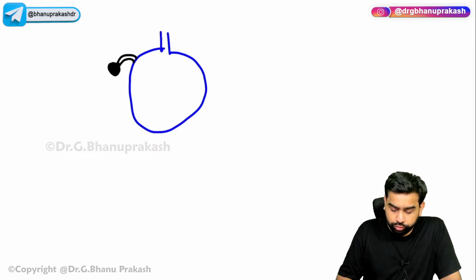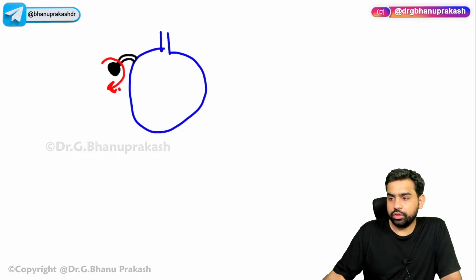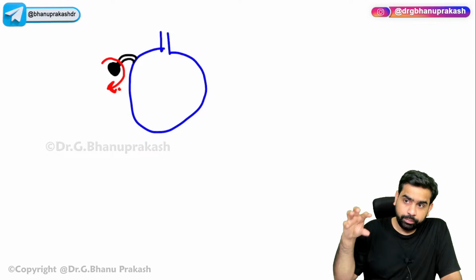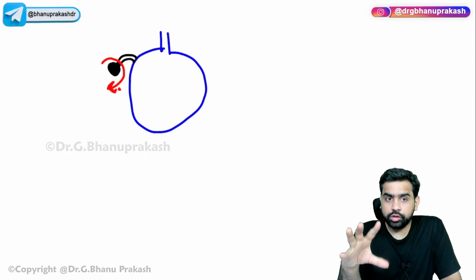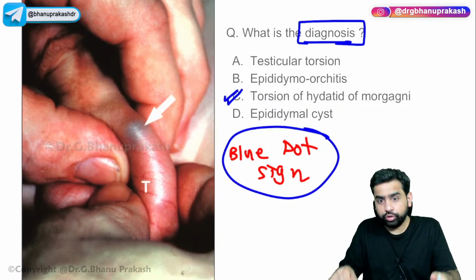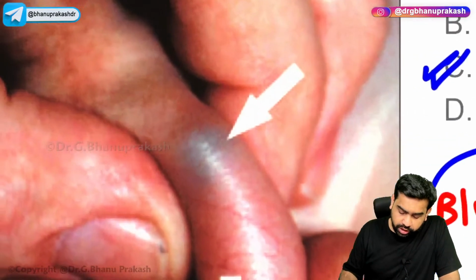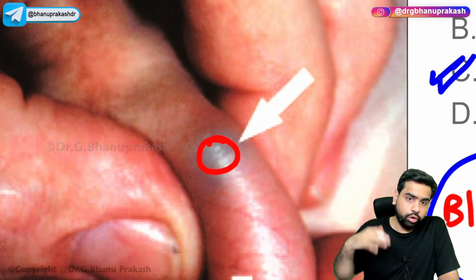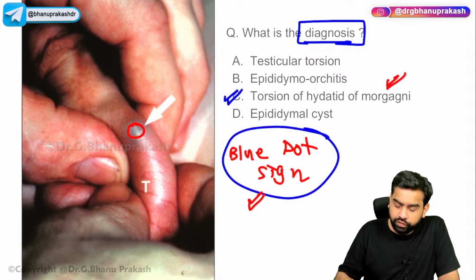Now, for some reason, this appendix of the testes can rotate on its own axis. If it does, the blood supply to this appendage is going to go down, and it is going to become necrotic. When you stretch the skin, it appears like a blue dot. Are you able to appreciate this? This is a blue dot in the surrounding of normal skin. This is the blue dot sign, which you see in patients with torsion of the hydatid of Morgagni.